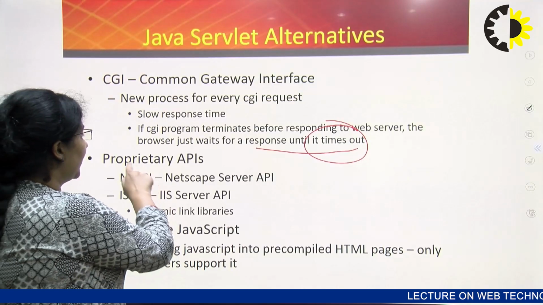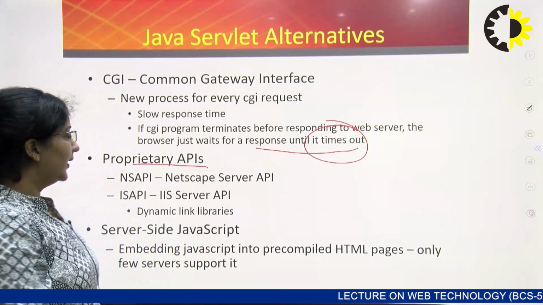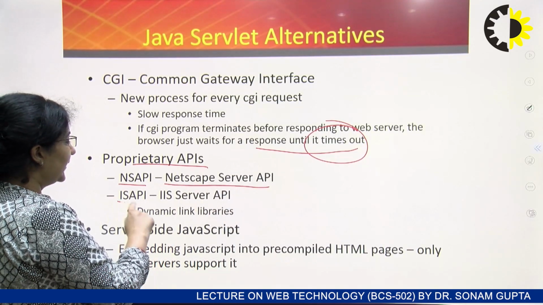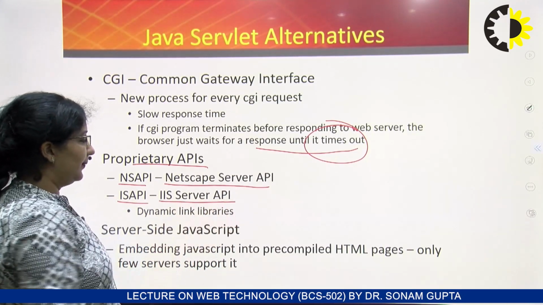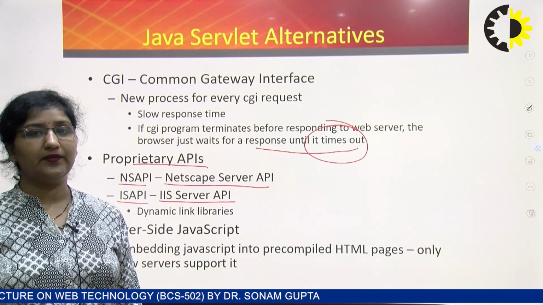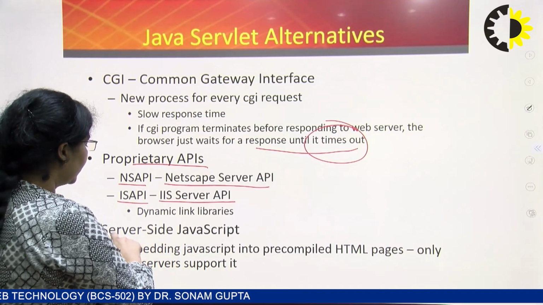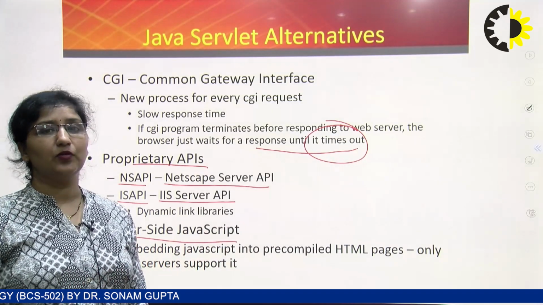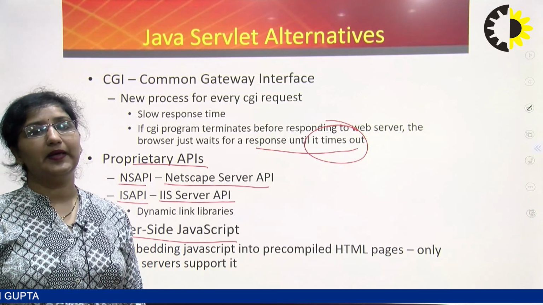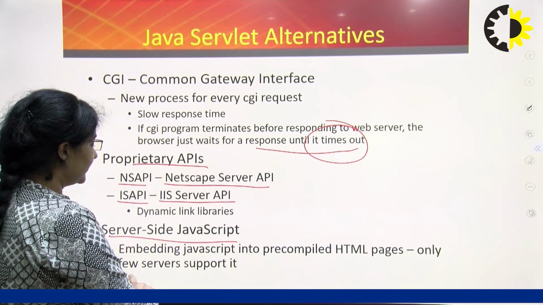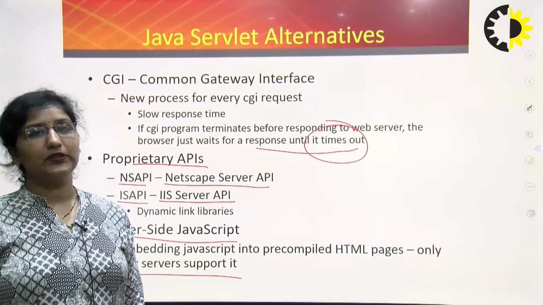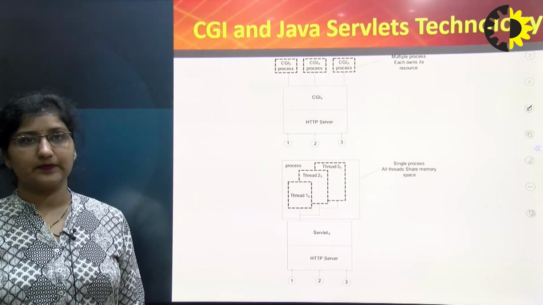There are various proprietary APIs. First one, NSAPI, the Netscape Server API. ISAPI, which is the IIS Server API; these are dynamic link libraries. As we have discussed JavaScript also, server-side JavaScript is available too. We embed JavaScript into pre-compiled HTML pages, and only a few servers support it. So the better solution for all of these is Java Servlet.